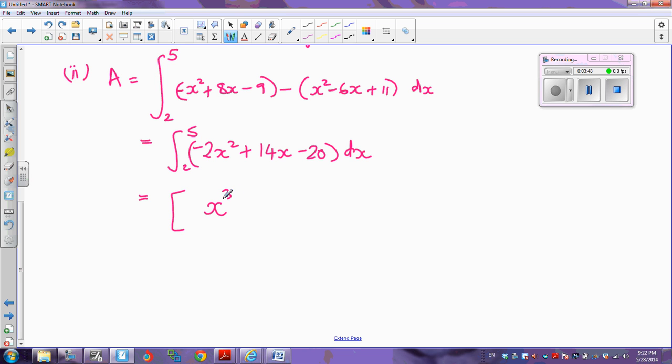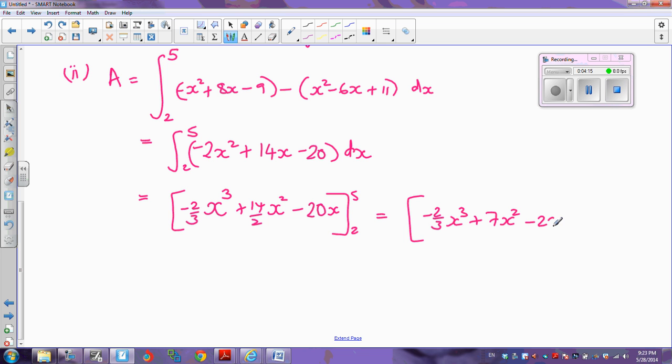Okay, so starting to integrate then, the minus 2x squared, well it's going to become x cubed, the minus 2 stays and we divide by 3 because there's a 3 here. 14x is going to become x squared, and then it's 14 over 2, dividing by the power, and then minus 20 when you integrate it becomes minus 20x from 2 to 5. So let's just simplify that slightly, so it's minus 2/3 x cubed plus 7x squared minus 20x.